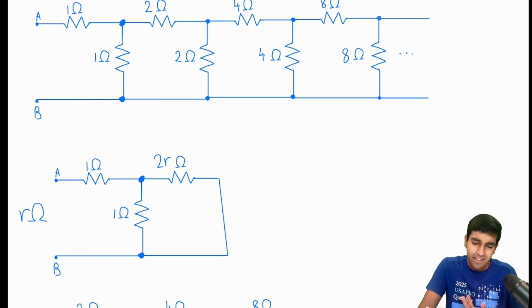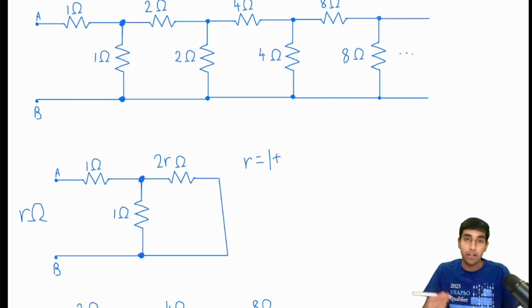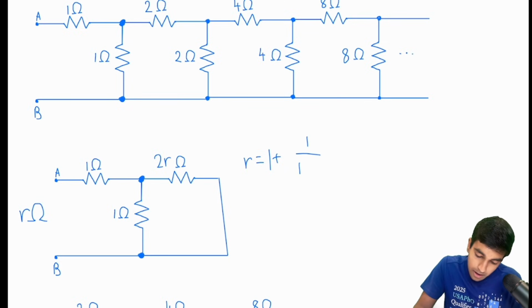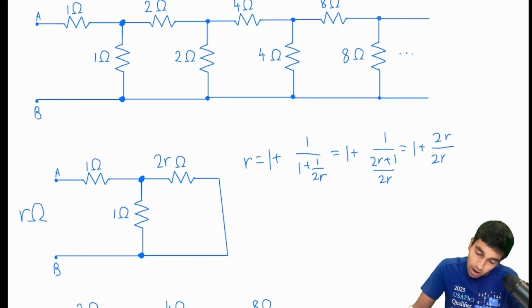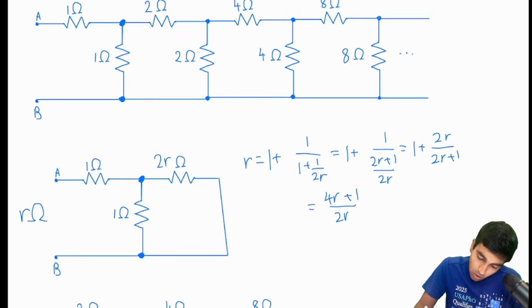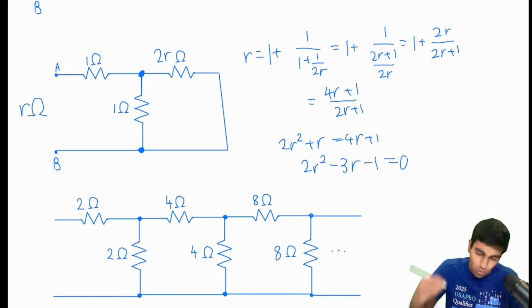And now let's set up an equation for R. We get that R equals 1 plus the equivalent resistance between these 2 points, which is 1 over (1 plus 1 over 2R). That equals 1 plus 1 over (2R plus 1 over 2R), so that's 1 plus 2R over (2R plus 1). And if you're doing this in science, you've got to be doing it really quickly. So R equals (4R plus 1) over (2R plus 1), giving 2R squared plus R equals 4R plus 1, so 2R squared minus 3R minus 1 equals 0.